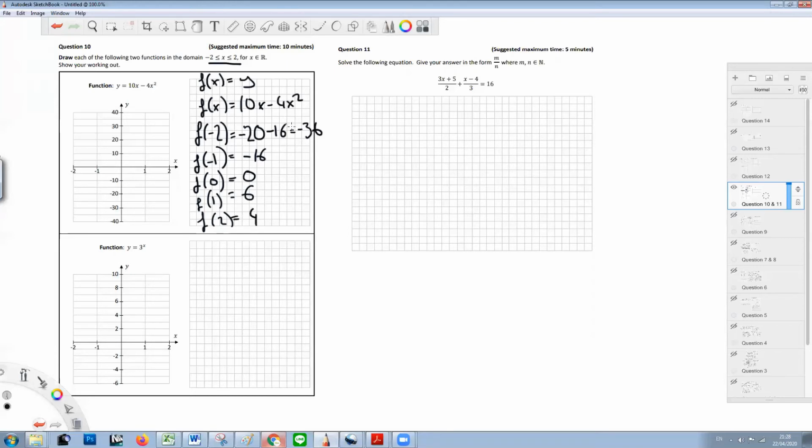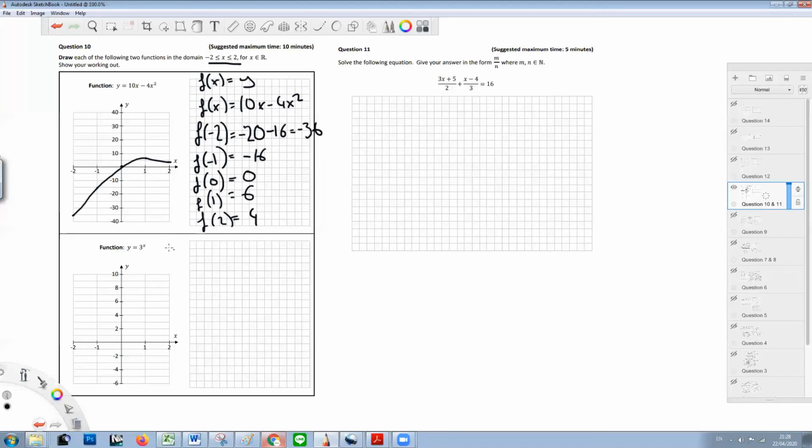So then drawing that, we're going to have minus 36 for this point here, so it's roughly there. Minus 16 for this one, so it's going to be roughly here. 0 is going to be at 0. At 1, our y value is going to be 6, and at 2, our y value is going to be 4. So it's going to be roughly this. So our graph goes something like that, because it goes up and then slightly goes down again.